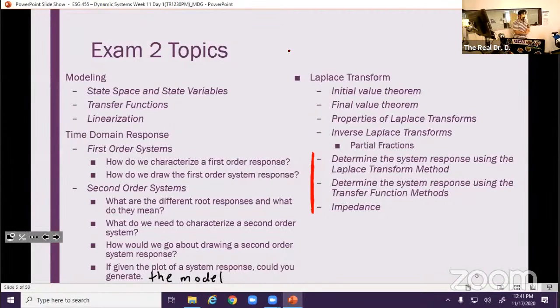Finally, impedance is the new material that we'll talk about today. After today, you will have seen everything that's on homework 5, and next class is going to be us running problems.